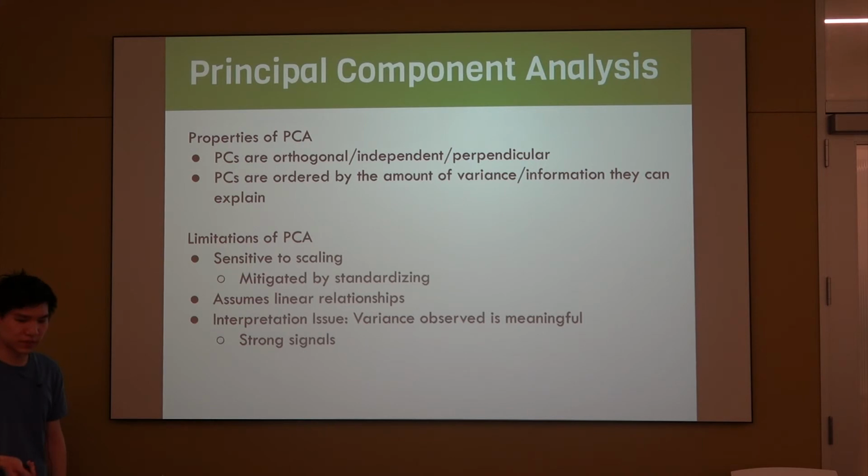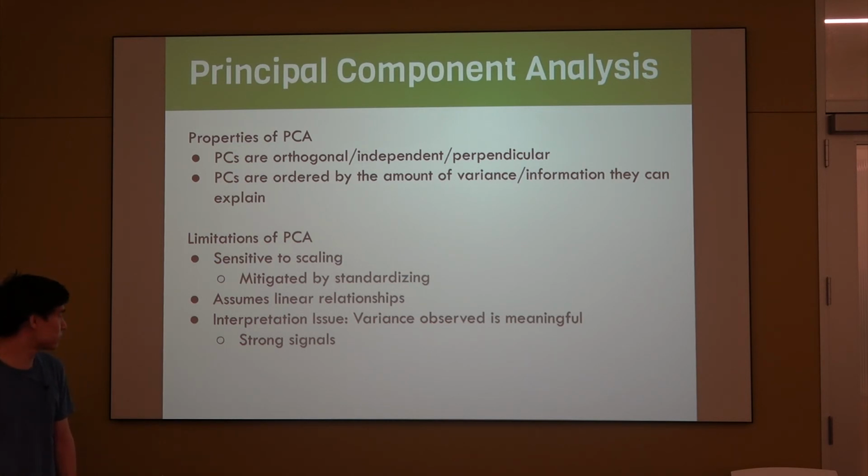Another limitation of PCA is that it assumes linear relationships. In all these examples, we've been drawing lines to fit the data, but your data may not always be well characterized by lines. If you imagine that you have data on an XY plane that's arranged in a circle, you can't characterize this well with a small number of lines.